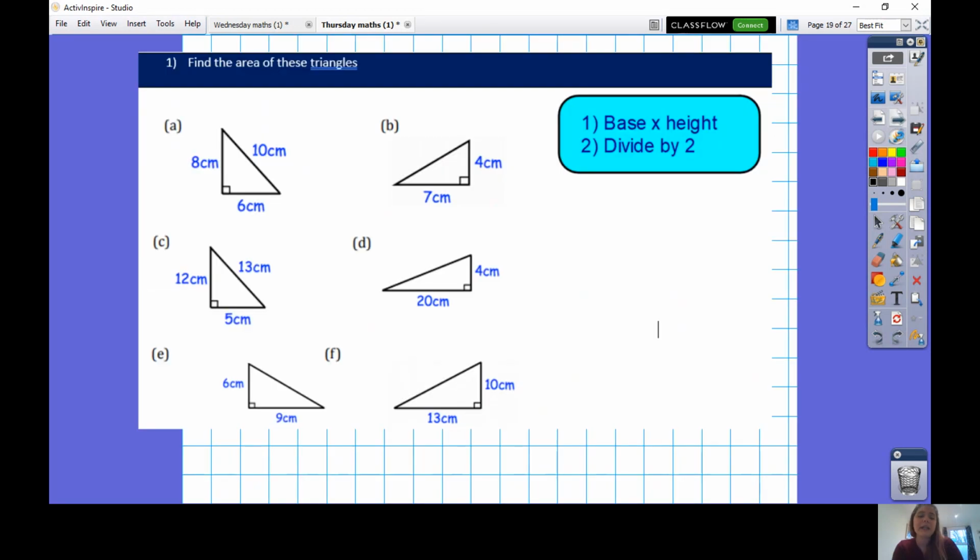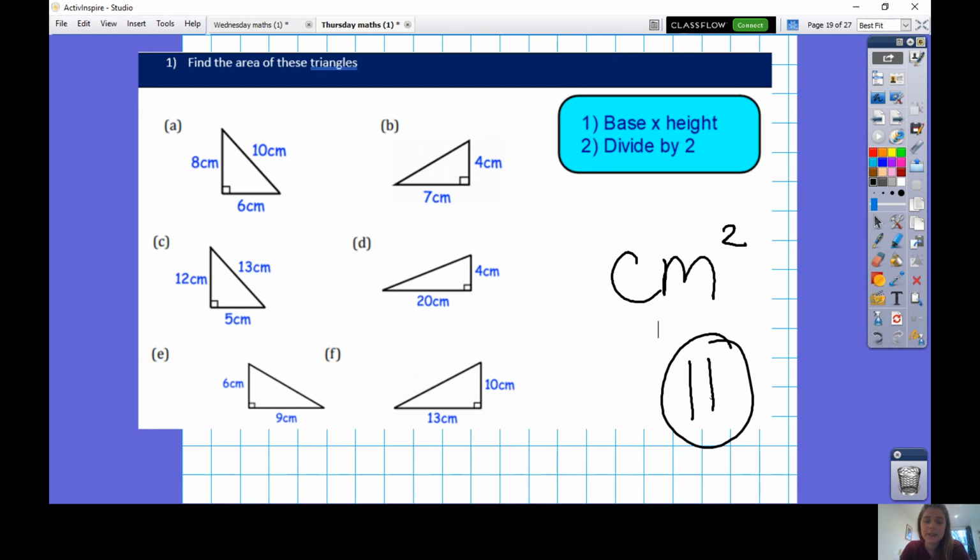Right, this is your independent work then. You can see it's been split up into 1, A, B, C, D, E and F. There are other questions as well, so please make sure you continue watching the video. This is your first group of questions. For these questions, you just need to follow the simple formula to find the area, but don't forget your unit of measurement should be centimetres squared. Pause the video to answer these 6 questions and then play it again to answer the next set of questions.